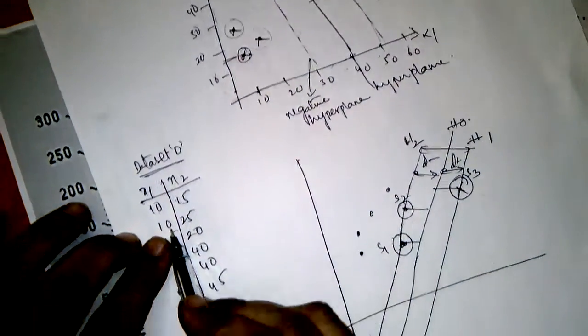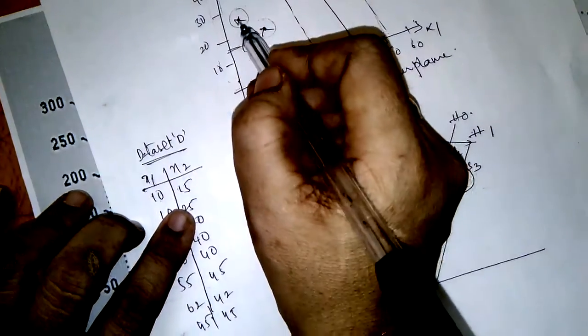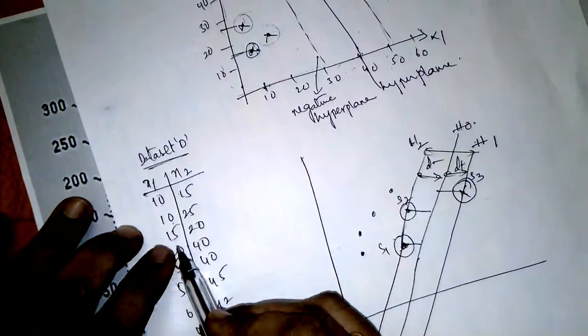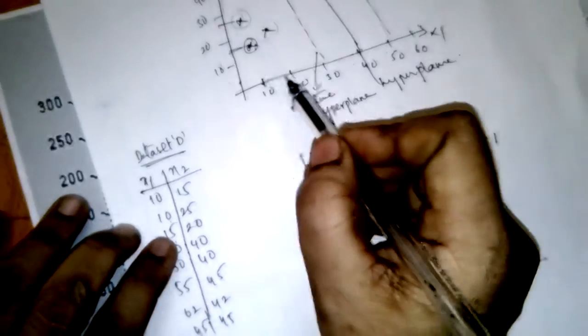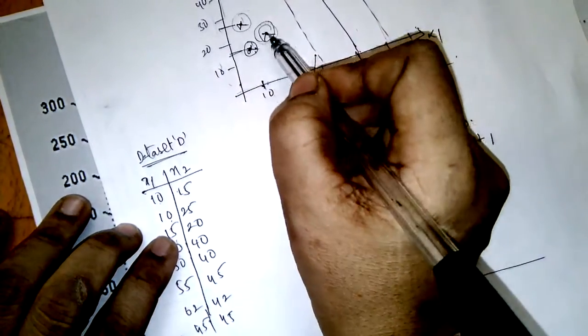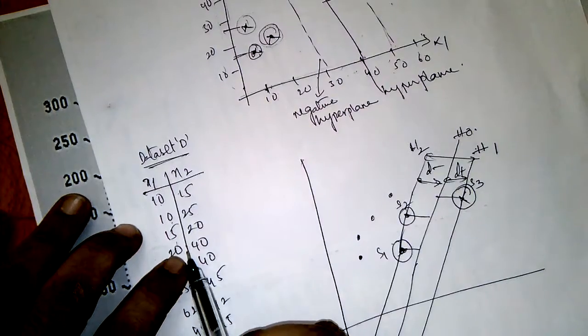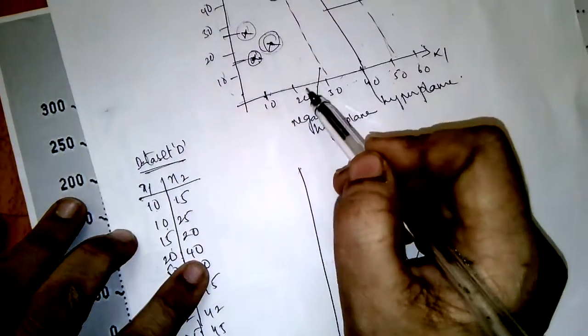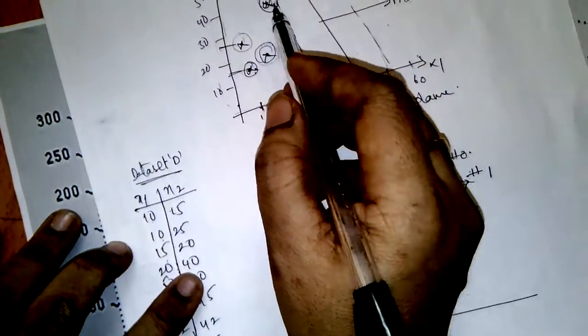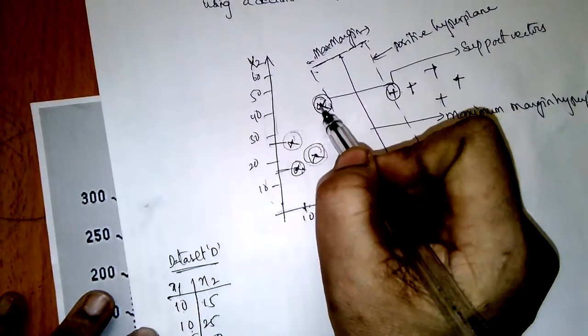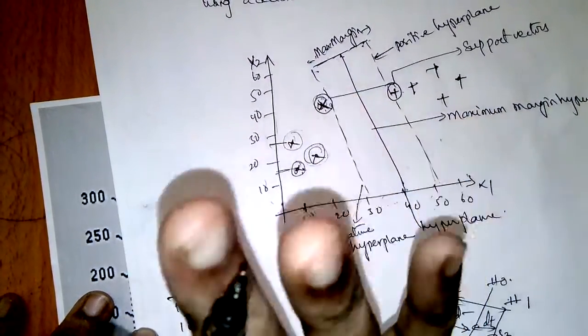Next 10, 25. Here we are plotting. Next 15, 20. Here we are plotting. Okay, next 20, 40. We are representing these classes with a mark as x on the graph.